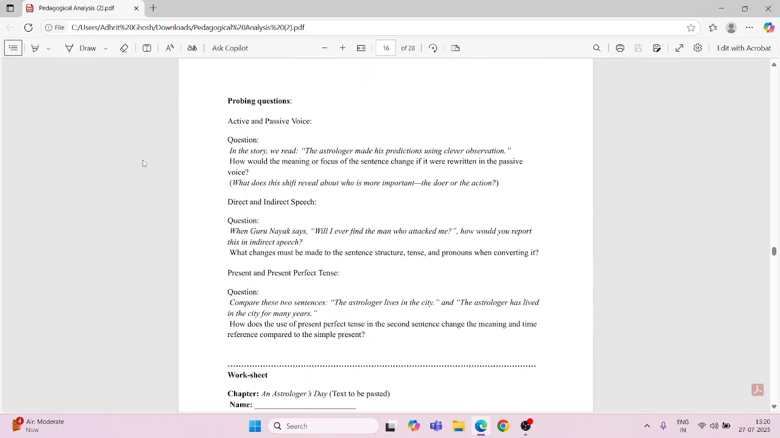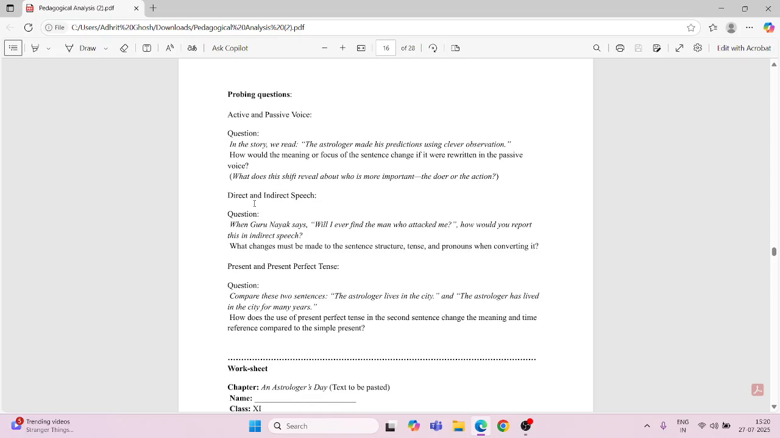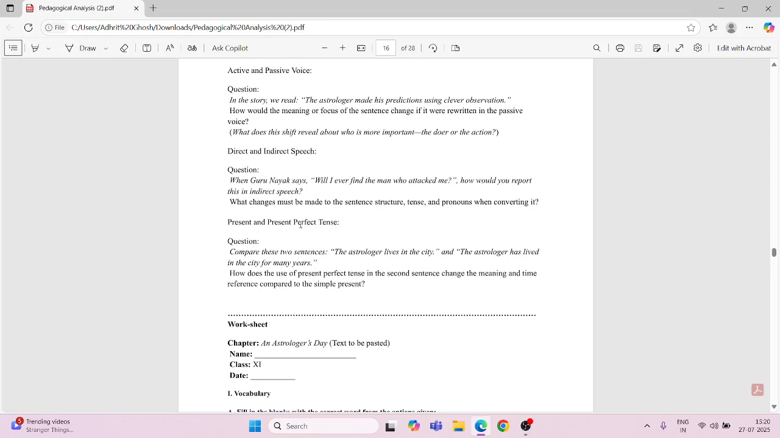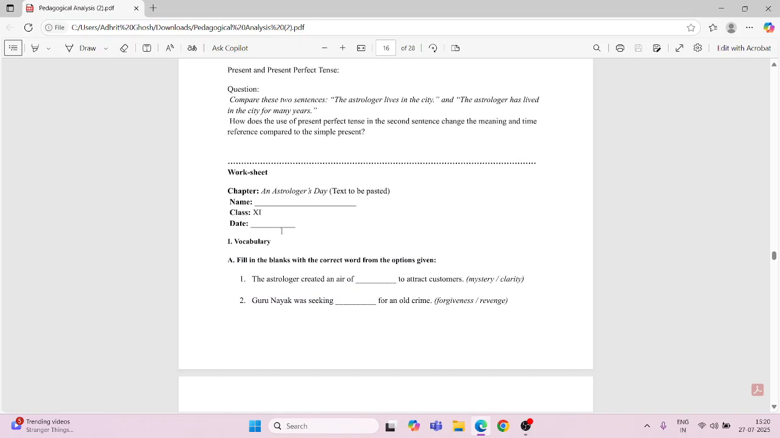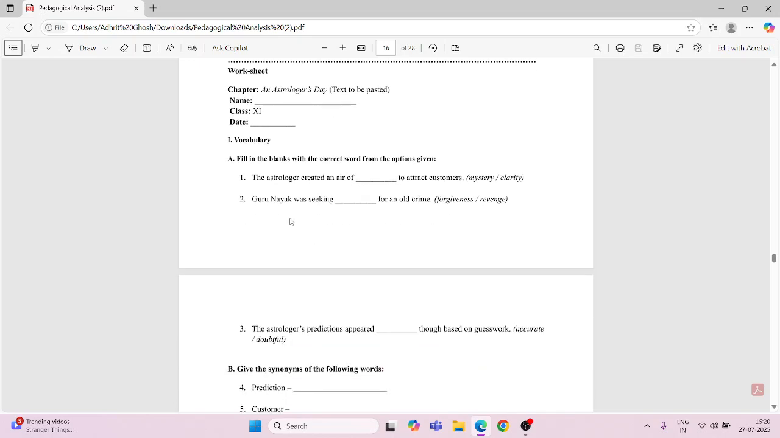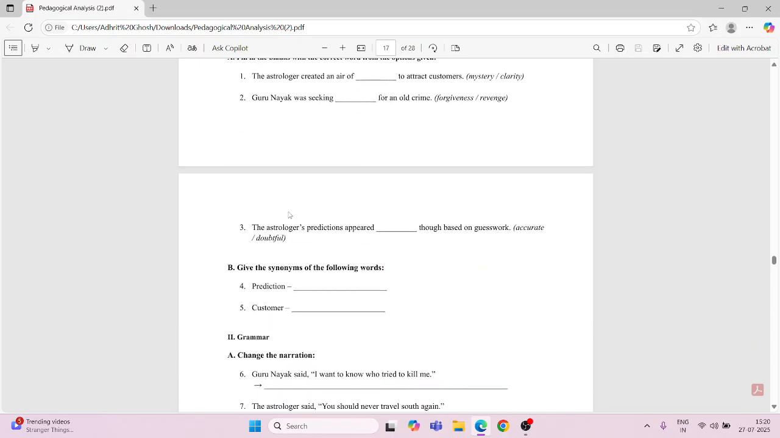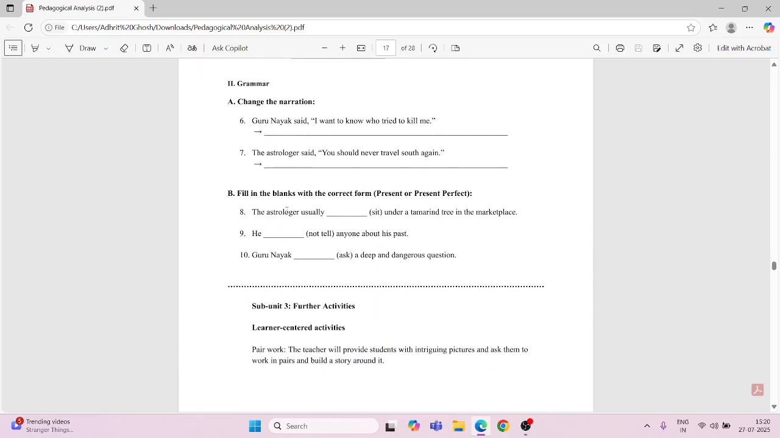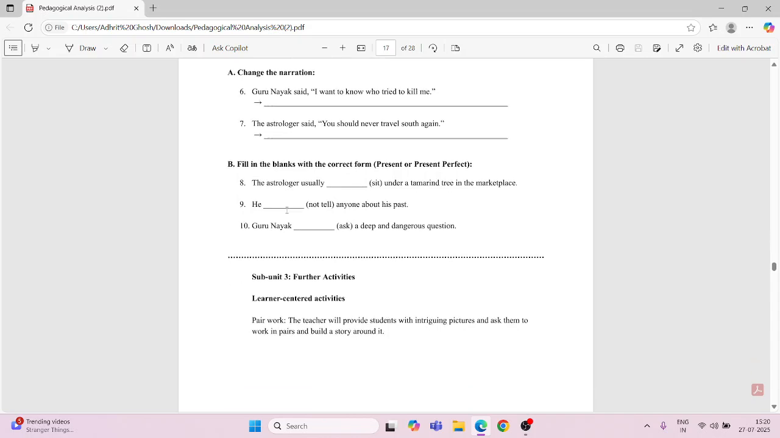Then we come to the probing questions. Here I have given one probing question from active passive voice, one from direct indirect speech, and one from past and present perfect tense. Then again, the worksheet is to be given based on grammar and vocabulary. Okay, so this is the worksheet on grammar and vocabulary.